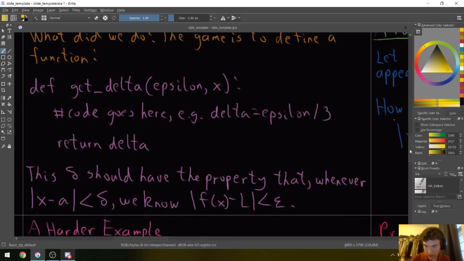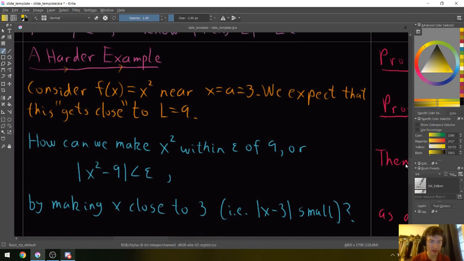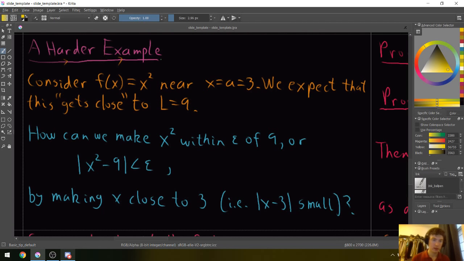Okay, now let's think about a slightly harder example. So now we're going to look at a parabola. This is just the simplest upward opening parabola, x squared. And near the limit point a equals 3, we expect that the function gets close to 9, right? It's not always true that plugging in the value to the function tells you what it gets close to, but it certainly seems to be true in this case, and we'll try to prove it rigorously. So we expect that near x equals 3, x squared gets close to 9.